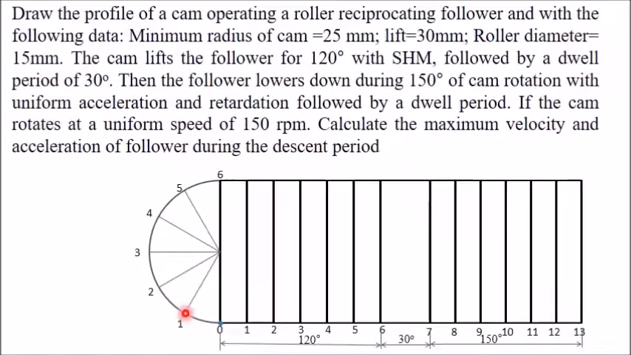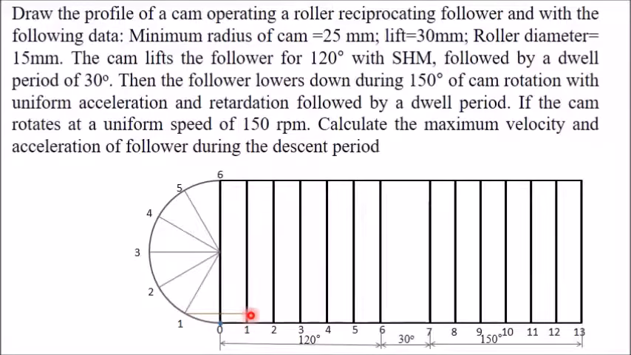Draw horizontal lines from all these points. And already you have drawn vertical lines from all these points. Now the intersection of corresponding lines will be your points on this simple harmonic motion curve. For example, I have drawn a horizontal line from point 1 and a vertical line from point 1.